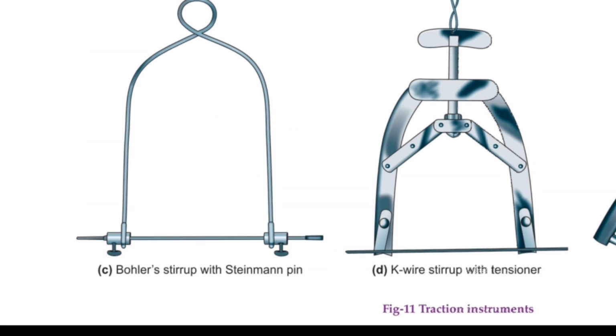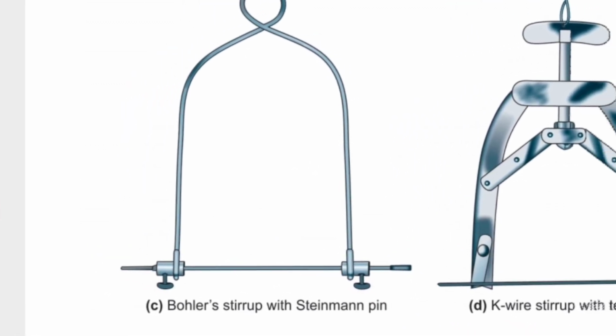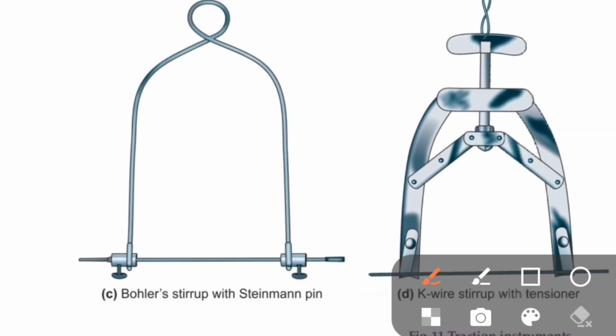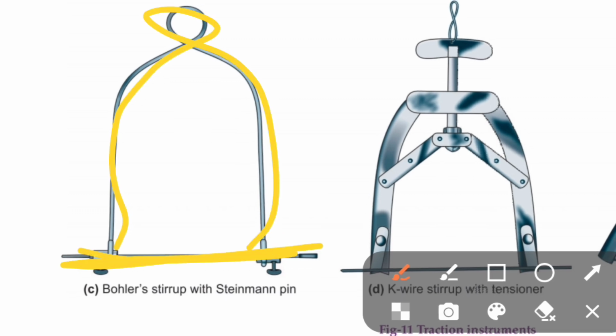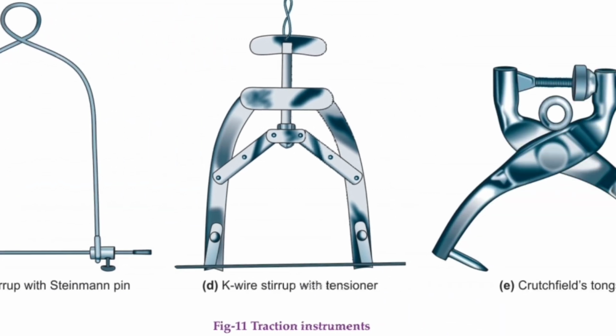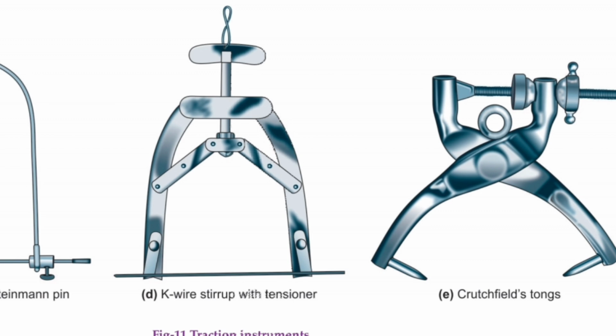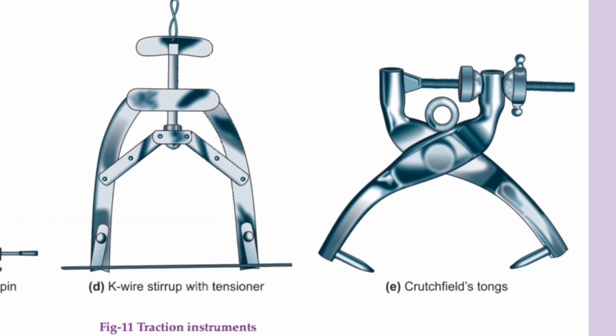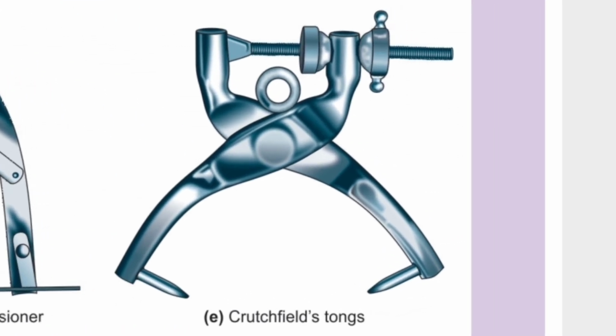So next here you can see these are the 3 traction instruments. Okay, first one is the Bohler stirrup with Steinmann pin. Okay, this is the Bohler stirrup and here is the Steinmann pin. Okay, it is used for skeletal traction. Next you can see here is a K wire stirrup with a tensioner. Okay, and last one is a Crutchfield tong.